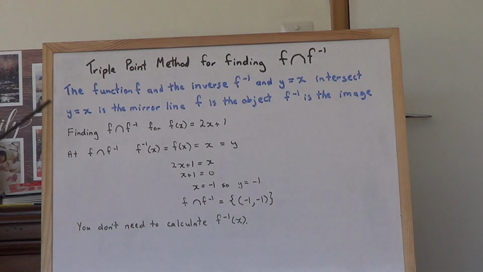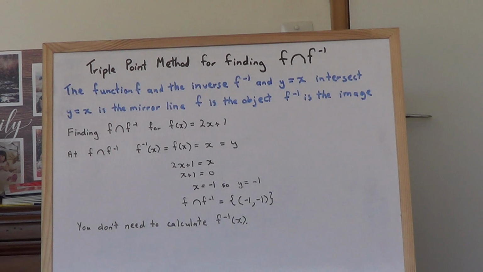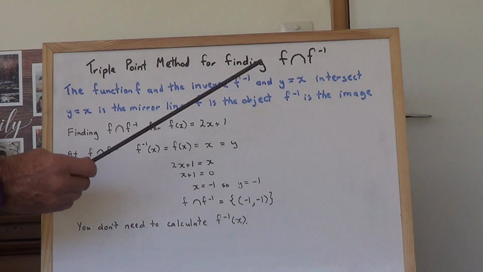Now, we're going to do a question. We're going to find f intersection f to the minus 1 for this function here, 2x plus 1. So what you need to do is explain to your marker, if you're doing an external exam, what you're actually doing. So you say at f intersection f to the minus 1, f to the minus 1 of x is equal to f of x is equal to x is equal to y.